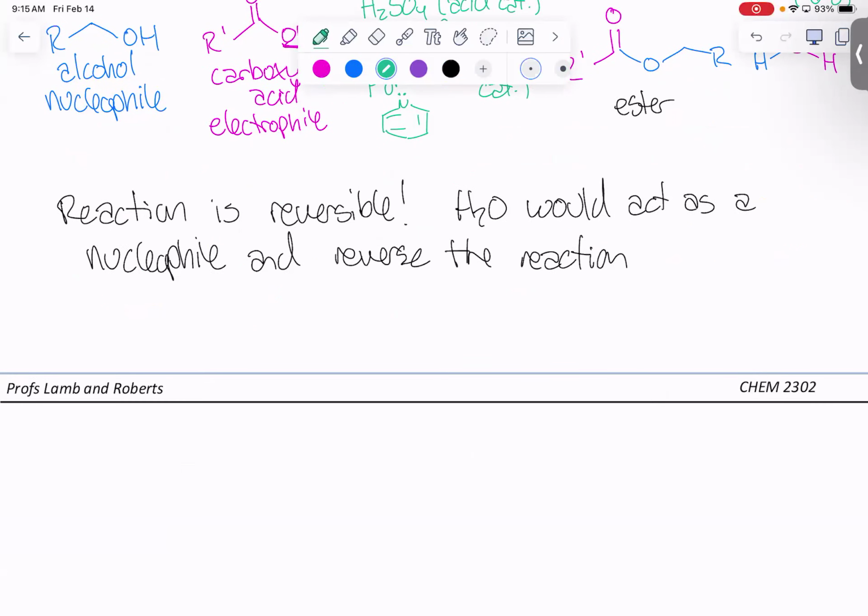This goes back to Le Chatelier's principle. So our next learning objective is 16K. And this is to explain how Le Chatelier's principle can drive the reaction forward and favor the products of Fischer esterification. So this is an explanation of equilibrium concepts. I'm going to put that in parentheses, equilibrium.